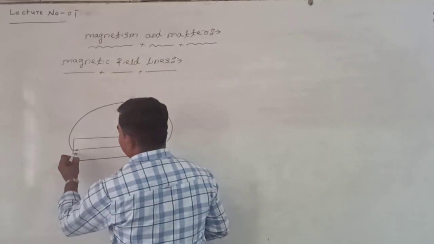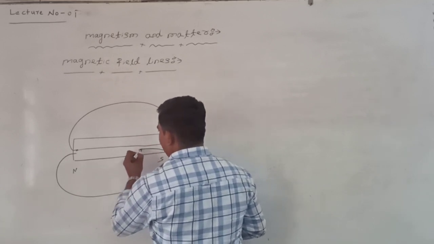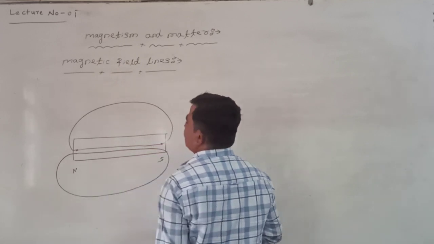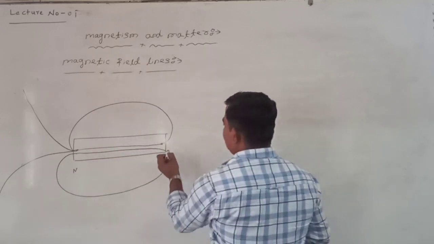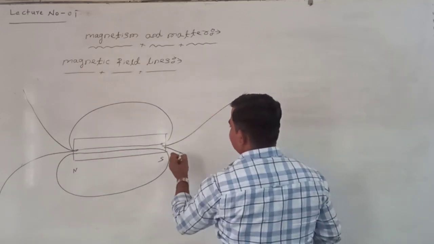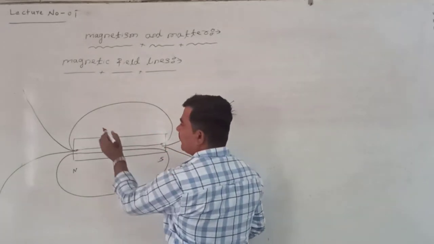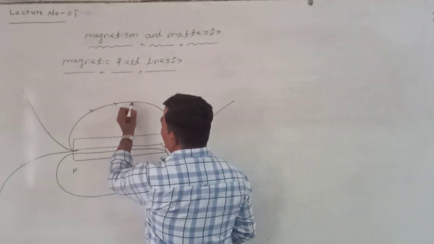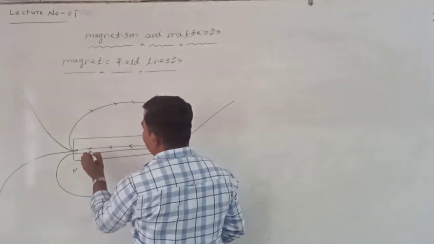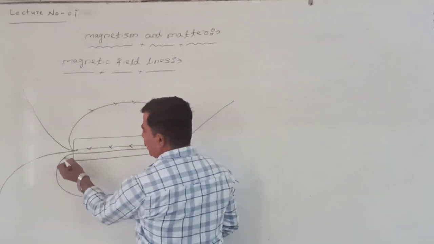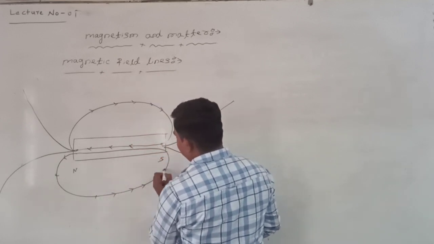Similarly, like this I will go. North Pole to South Pole outside the magnet, and South Pole to North Pole inside the magnet. Like this they will arrange. See here, how will they go? If this is the North Pole, this is the South Pole. They will go from North Pole to South Pole outside the magnet, and South Pole to North Pole inside the magnet. Again like this, North Pole to South Pole outside the magnet.